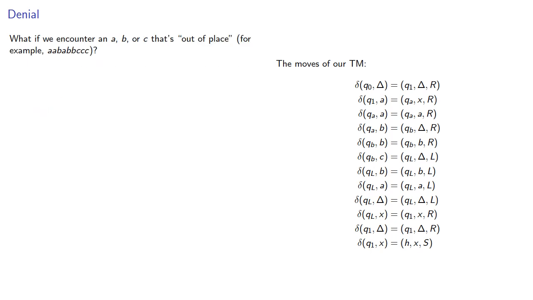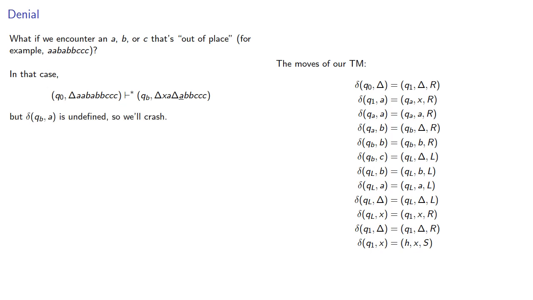What if we encounter an A, B, or C that's out of place? For example, this string has 3 A's, 3 B's, and 3 C's, but they're not grouped. In that case, we'll delete the first A and then go looking for the first B, but after we've deleted it, we'll run into an A, and delta(Q_B, A) is undefined, so we'll crash. And a similar thing will happen if we have a misplaced B or C.